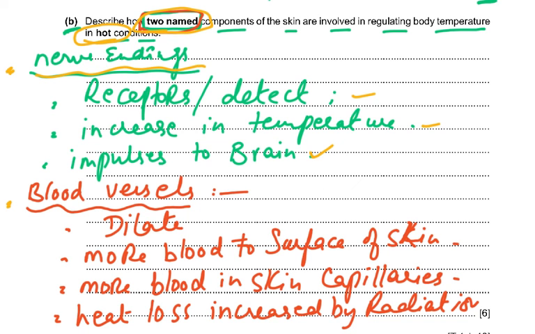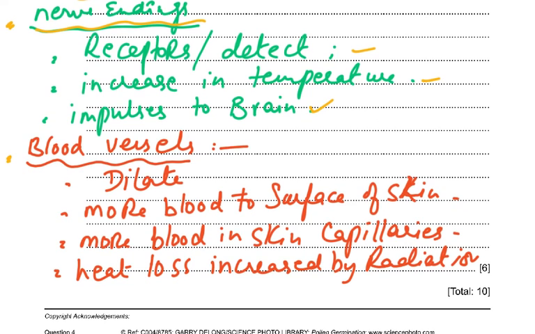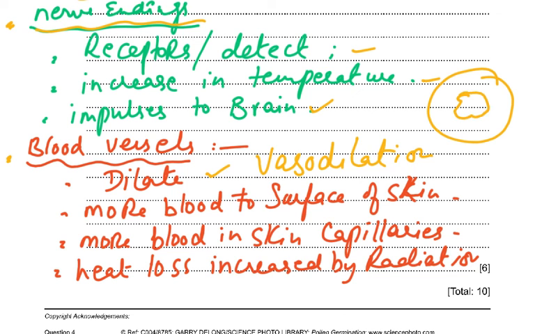The next heading, if you said blood vessels, because blood vessels have a very important role to play in temperature regulation. So what will happen to the blood vessels? As I just told you earlier, the brain will send impulses to the muscles in the wall of the blood vessels, in the arteries and the arterioles, and they will relax. So there'll be vasodilation. How does vasodilation take place? Vasodilation takes place because the blood vessels have muscles in their walls, and these muscles have neurons coming from the brain, so these muscles will relax.